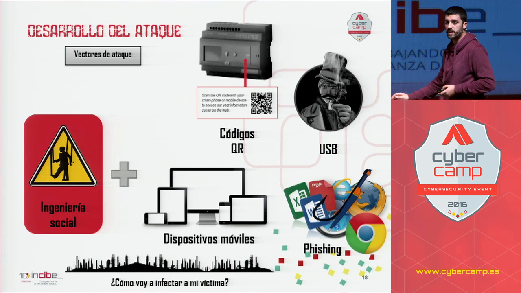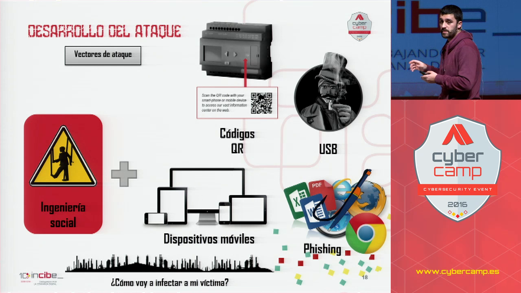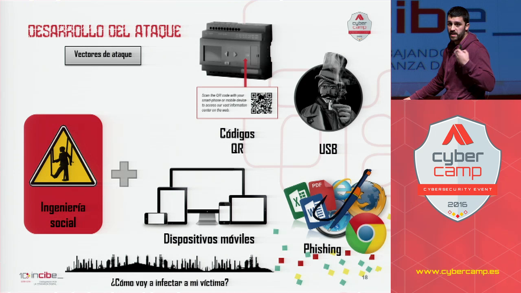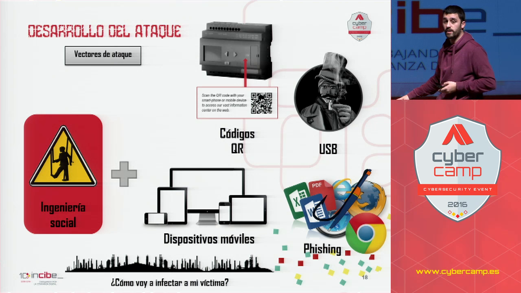So, social engineering. Nowadays, almost every attack has social engineering. There are only a few without it. We use social engineering together with mobile devices that we can infect and enter into our target, phishing, whether it is redirecting the target to our servers, or using macros and JavaScript in a PDF, or using an infected USB. I think it was early in the morning that Stuxnet was explained, and it used USBs.